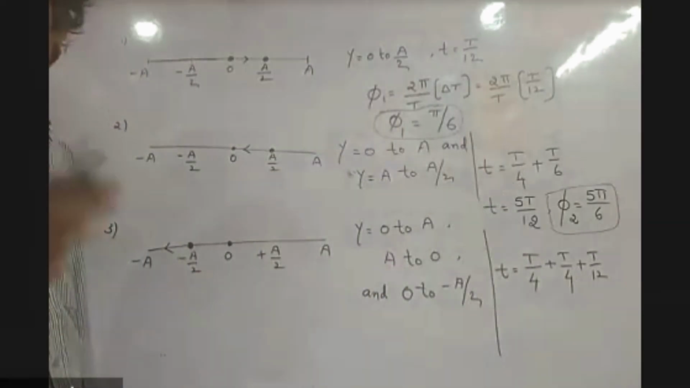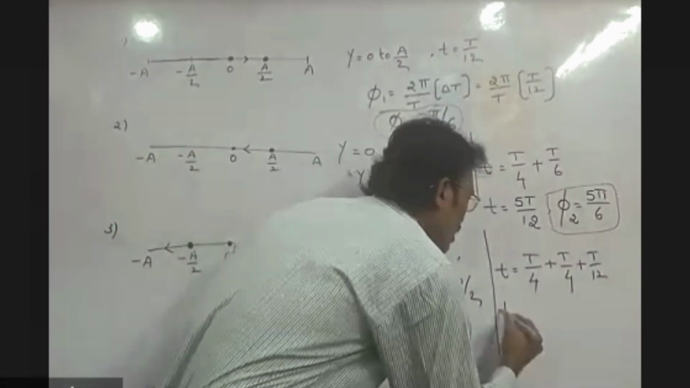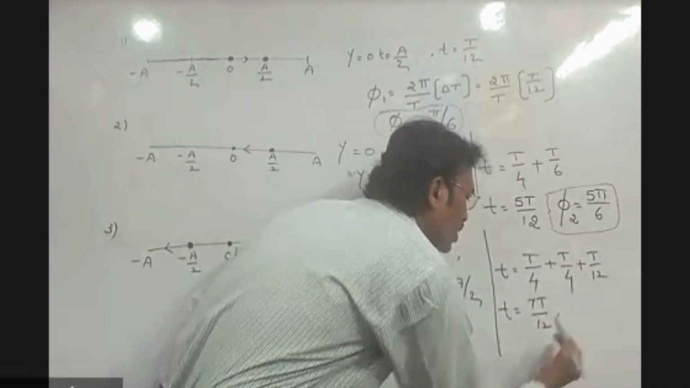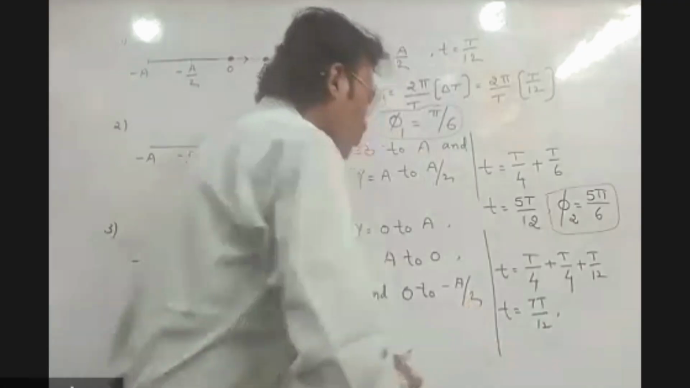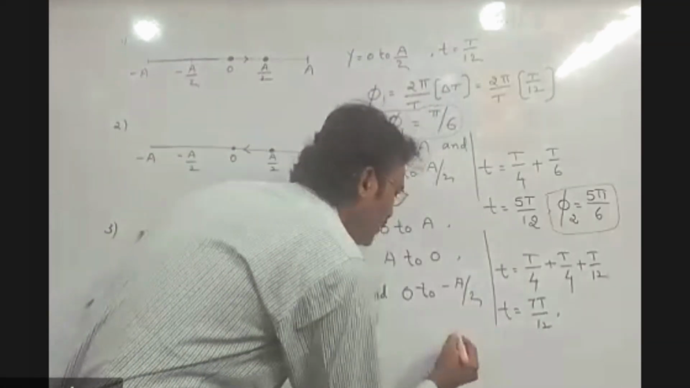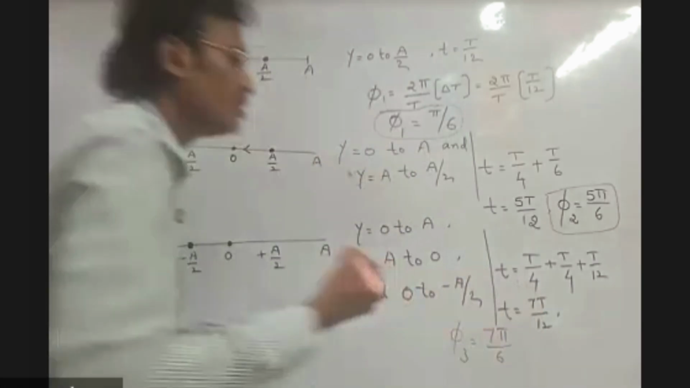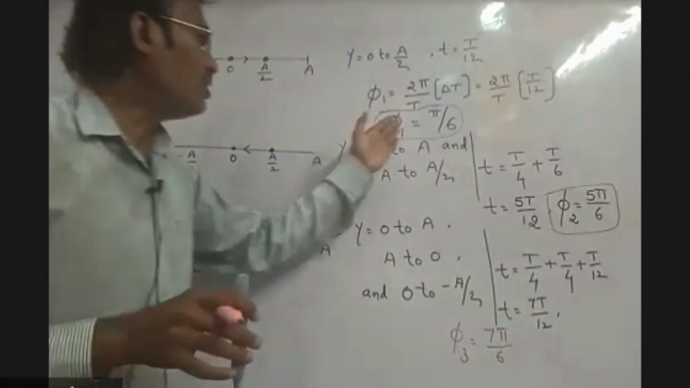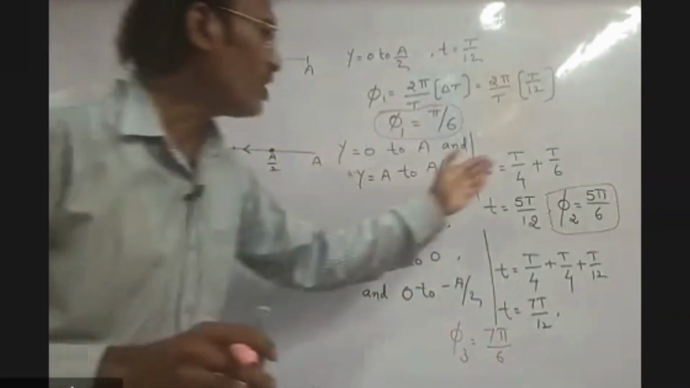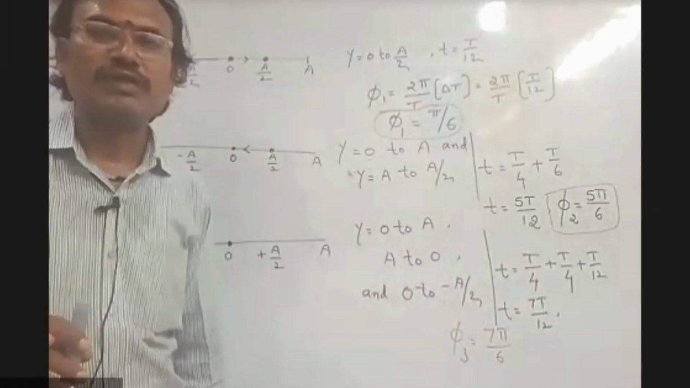Now the total time, if you take the LCM, is 7T by 12. If you substitute this value in the place of delta T, then you will get the phase phi 3 is equal to 7 pi by 6. So, three different traveling motions. In the first case, phi 1 is pi by 6. In the second case, phi 2 is 5 pi by 6. In the third case, phi 3 is equal to 7 pi by 6.